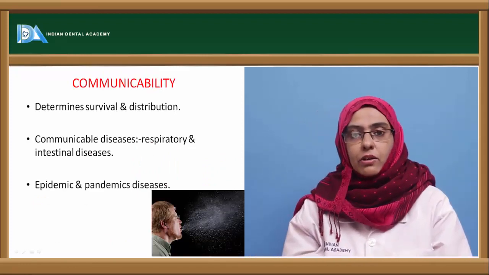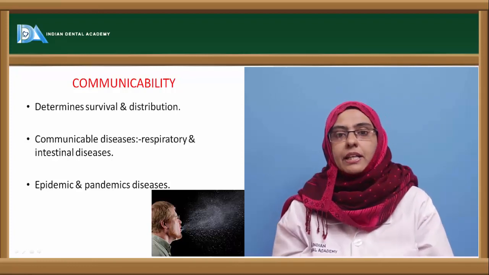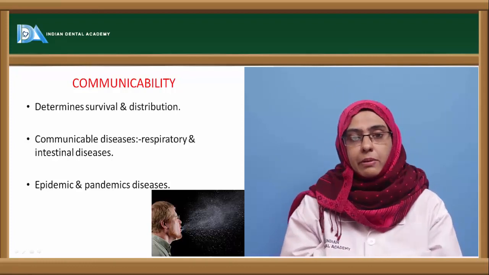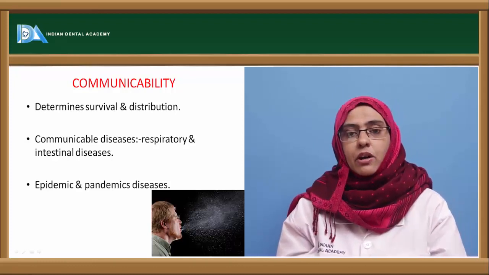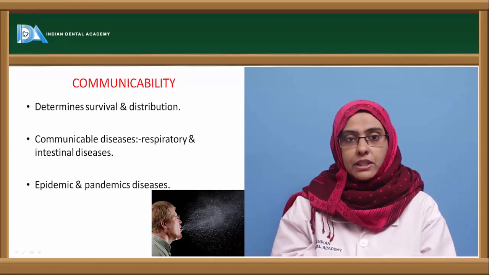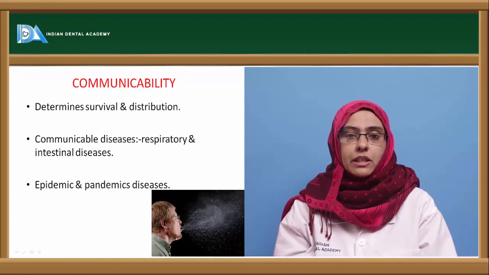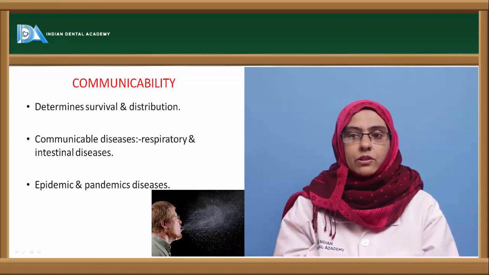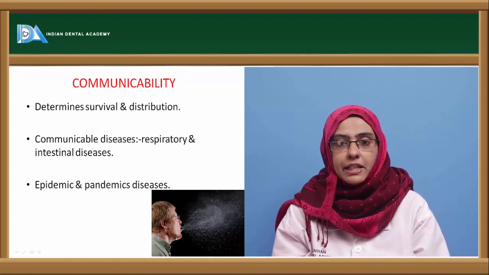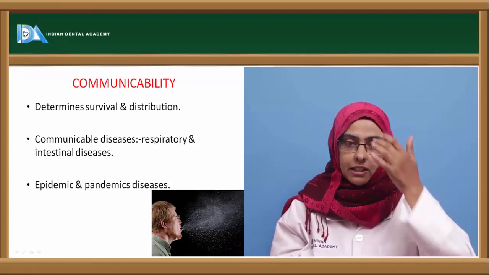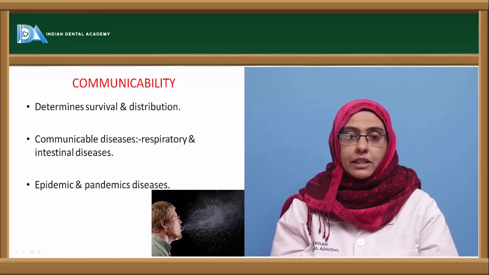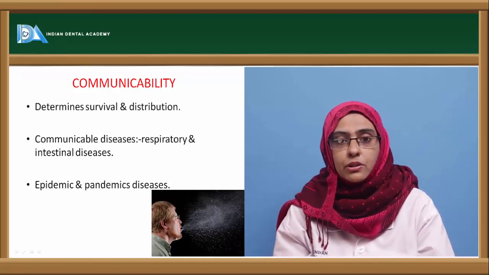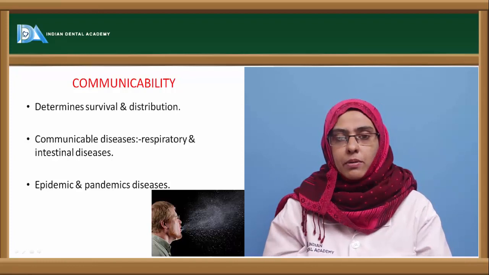That is the ability of the microorganism to survive and spread in a particular population. This factor, communicability, is not important for the multiplication of the organism, but it helps to spread the organism in a particular area, and because of this communicability the organism is able to cause epidemics and pandemics in different areas or even worldwide. Communicable diseases are mostly respiratory and intestinal diseases, and it is through communicability that the organism is able to maintain its population for generations together, because it is able to spread to a larger number of people.